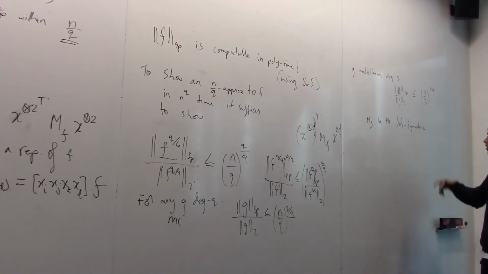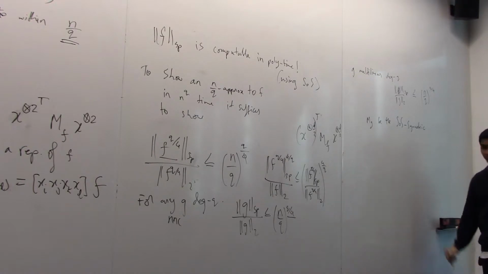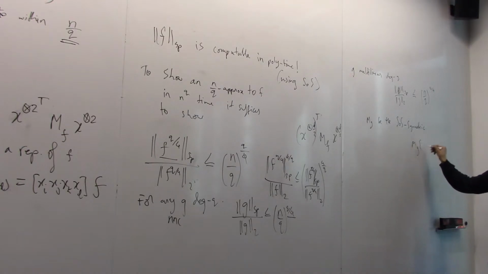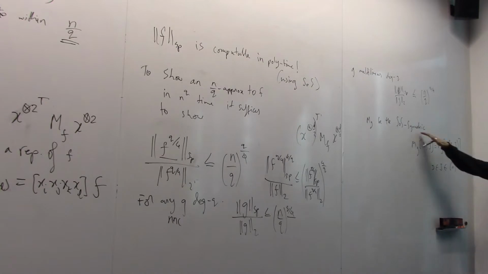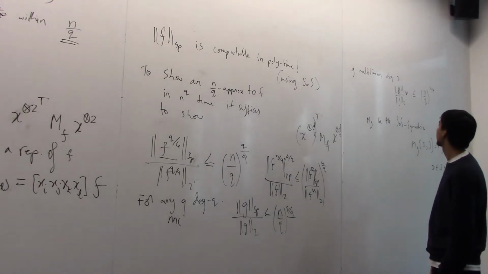Okay, so let Mg be, we'll call this SOS symmetric, specifically where Mg of I comma J is always equal to Mg of phi of I comma J, where I and J belong to n to the q over 2. Okay. So take this SOS symmetric matrix representation.